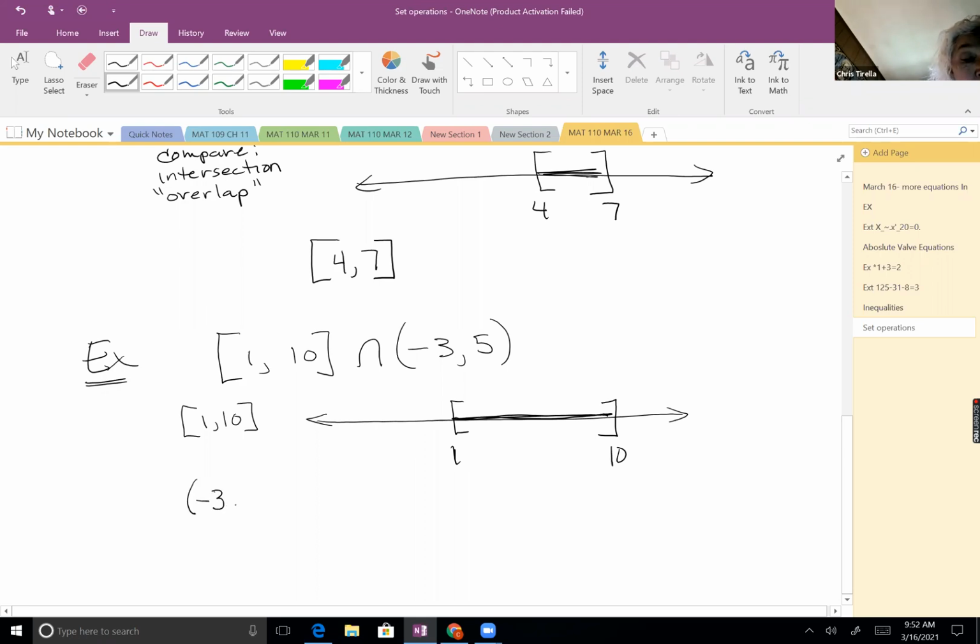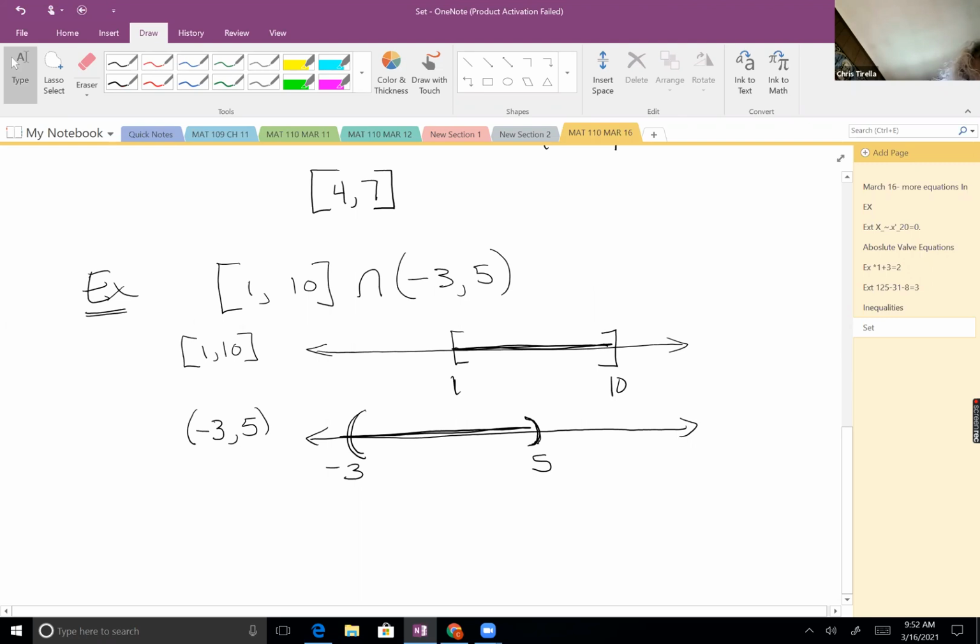Open interval from -3 to 5. Let's see, -3 would definitely be to the left of 1. 5 would definitely be in between those values. We're not including either endpoint, and we take all of the values in between.